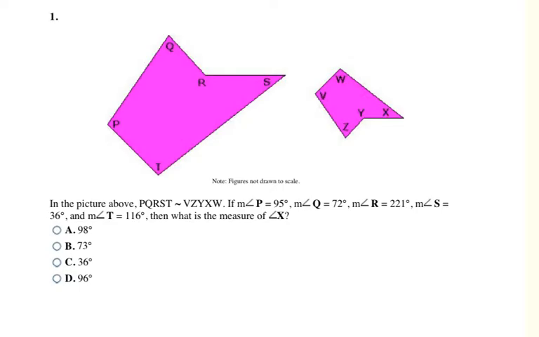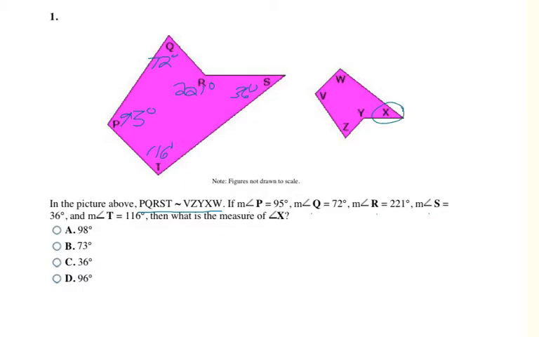So here it gives me my similarity statement. And then it tells me that the measure of angle P is 95 degrees. So I'm going to write 95 by P. And then it tells me the angle Q is 72 degrees. And then it tells me that angle R is 221 degrees. Then it tells me that angle S is 36 degrees. And that angle T is 116 degrees. And I must know, what is the measure of angle X?